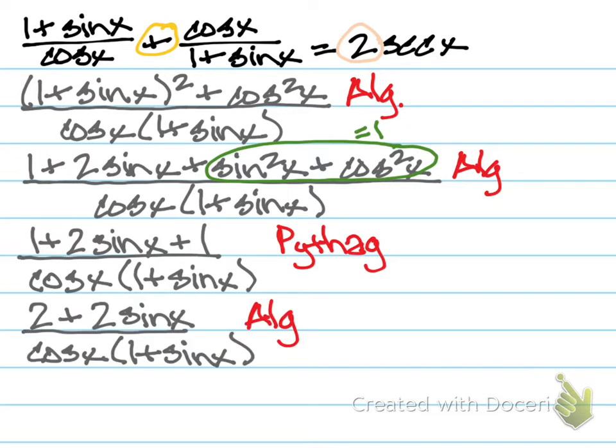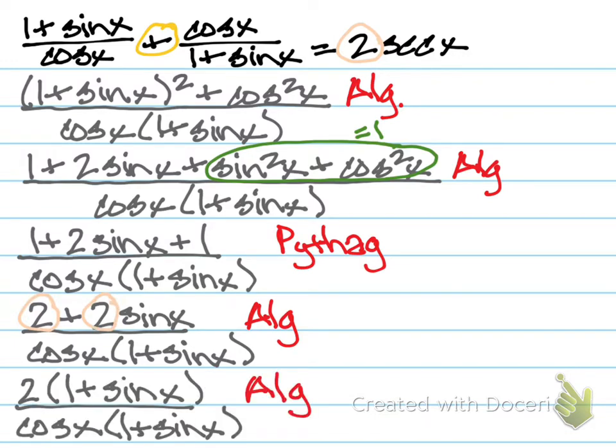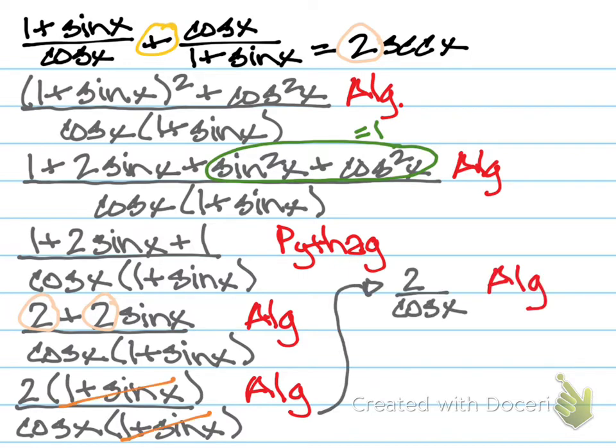And now when I combine that, I have 2 plus 2 sine, and there's my 2. So I can factor that out using algebra. We've used algebra a lot here. My 1 plus sines are going to cancel, leaving me with 2 over cosine. And then I have 2 secant using the reciprocal identity.